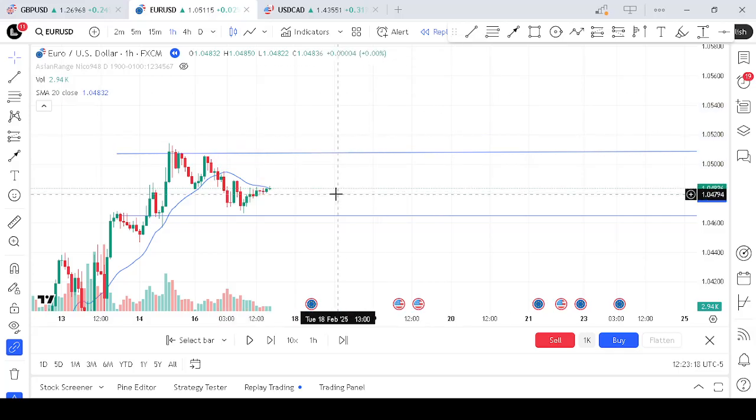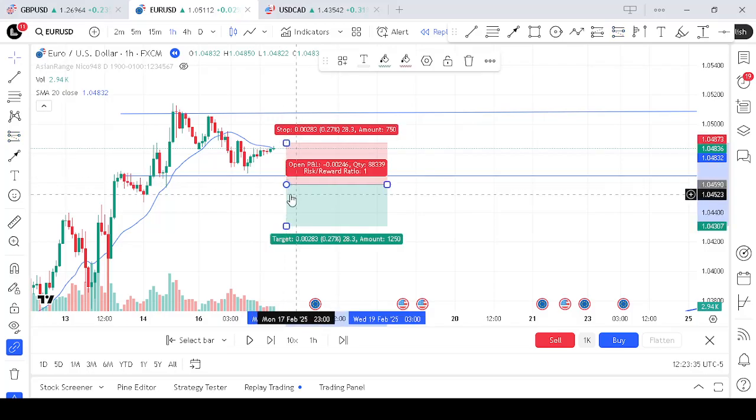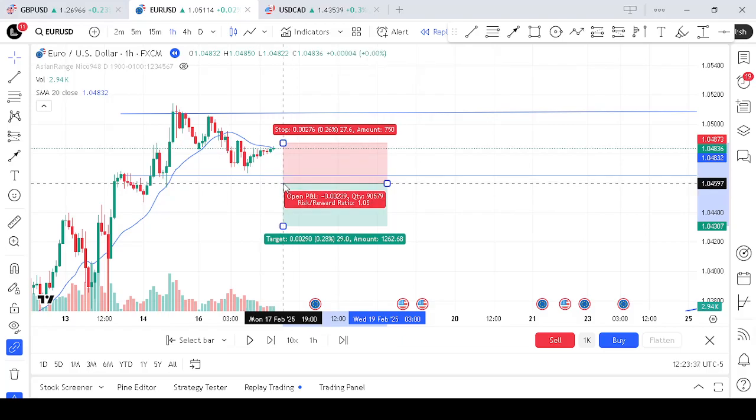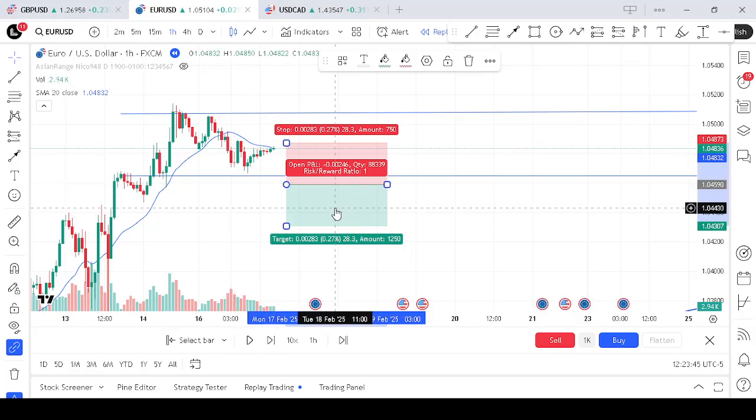Now for a sell trade, you enter when price breaks below yesterday's low. Again, placing your entry 2 to 5 pips below the level. You have to give it allowance so that your trade can breathe, and it will help you avoid market noise and false breakouts.